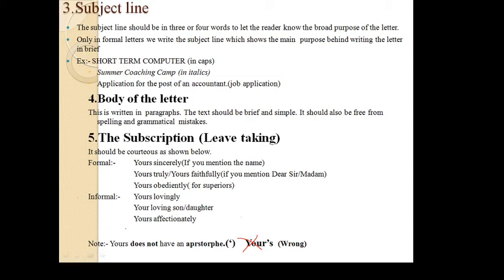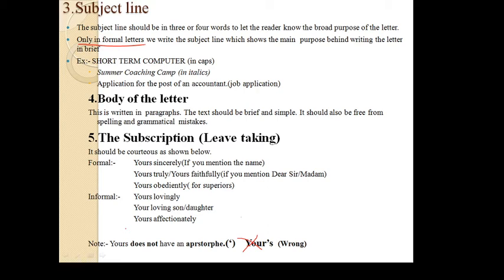We write the subject line, which is the main purpose behind writing the letter. It should be in brief. This subject line is written only in formal letters. Remember this. We should not write a subject in informal letters. When you write to your brother or your sister, you should not write it. When you write to an officer, you mention the subject.